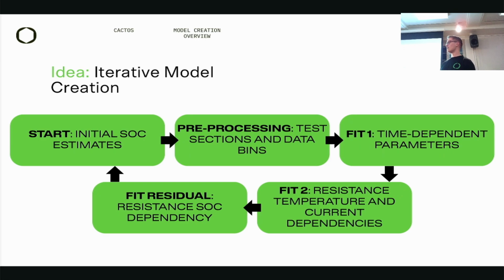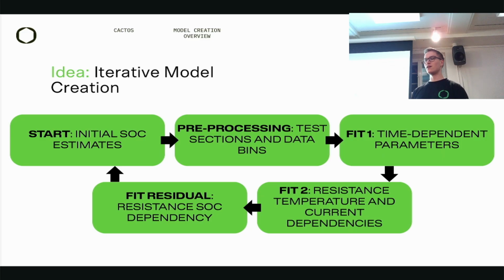So briefly, the idea to overcome this circular dependency and observability issue is to start with at least some initial SOC estimates, for example, from the current integration approach. Then data pre-processing for later parameter extraction, for example, by finding specific test sections and stable sections in the data. Then fitting the parameters in a smart order in which the parameters can be observed individually without dependencies on each other. More on these in the next slides.